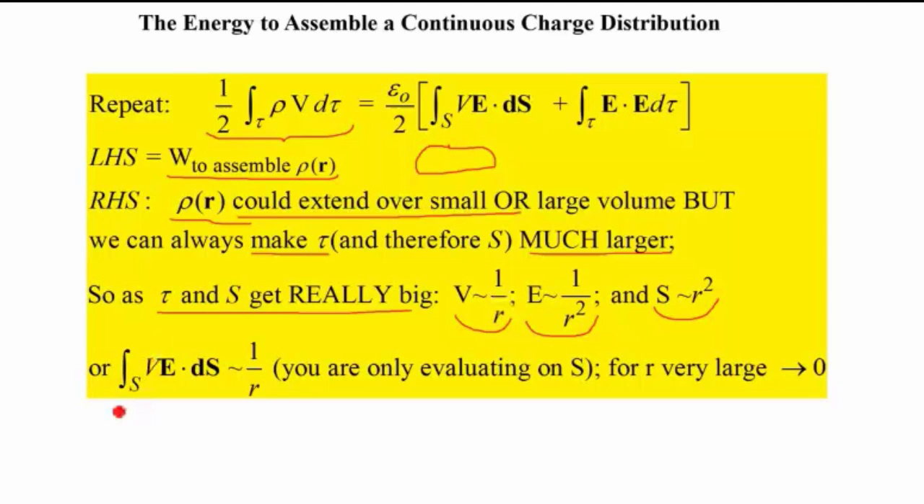So if we go back to our integral then and multiply V times E times S, which would be the units and the magnitude of this, this goes as 1 over r. Now remember, you're only evaluating this on the surface. This quantity here tells you how this surface integral goes. It doesn't matter what this is inside of the surface, because we only care about what this is on the surface S. What the final result is that if we make this very large, this whole integral goes to 0. So in this expression here, we're going to drop this term.